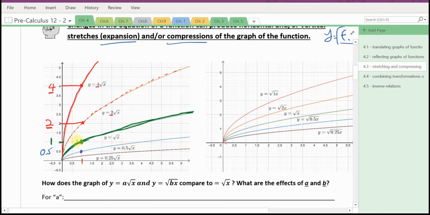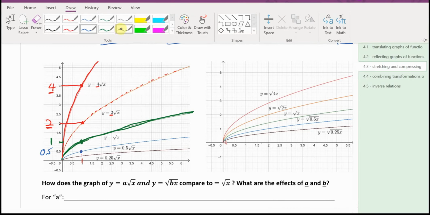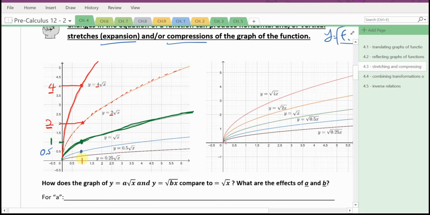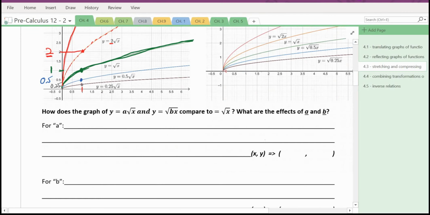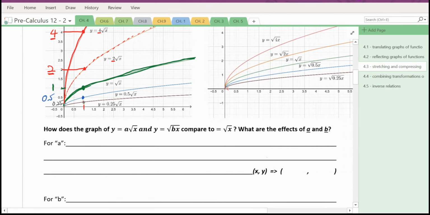That's 0.5, so that's 0.5 times 1, which gives you the 0.5. And you can see for the gray, or maybe black, I can't quite tell, doesn't matter. That's this one right here. And this, the y value is 0.25. And again, that matches with the a value right there. Okay, so for a, what happened is this.